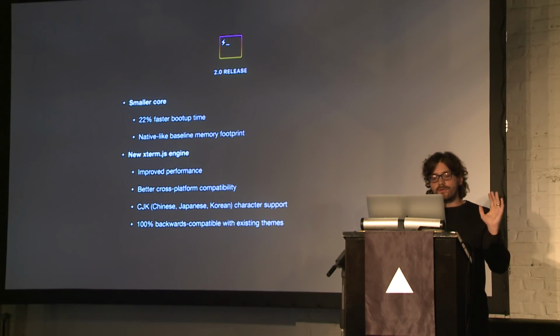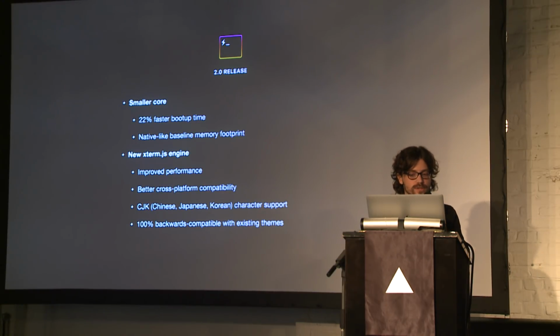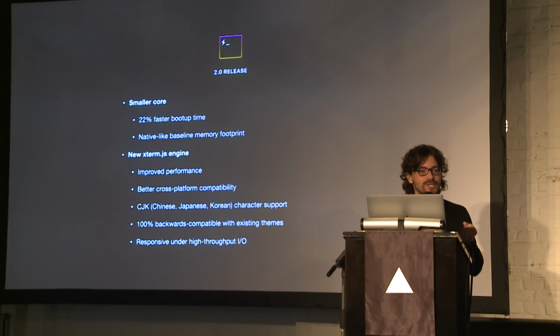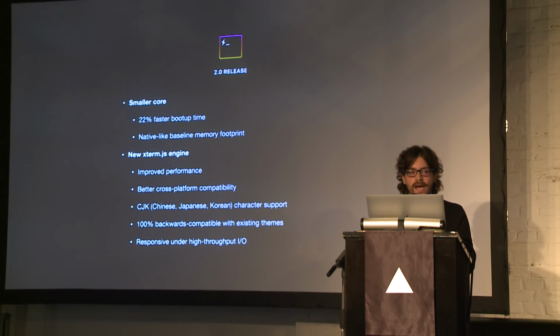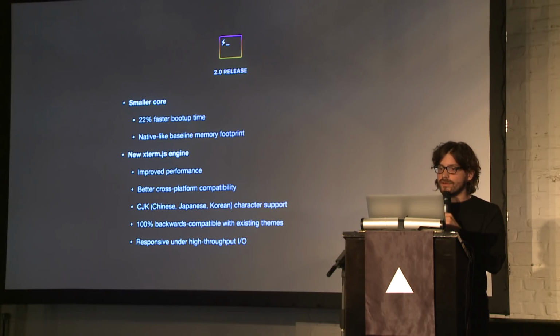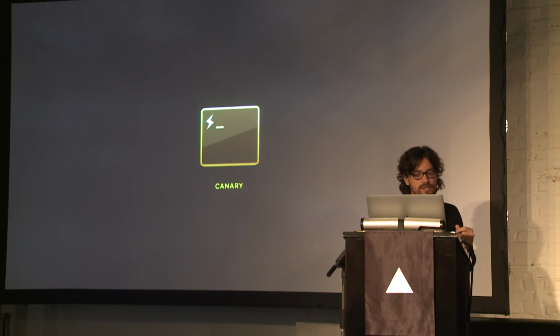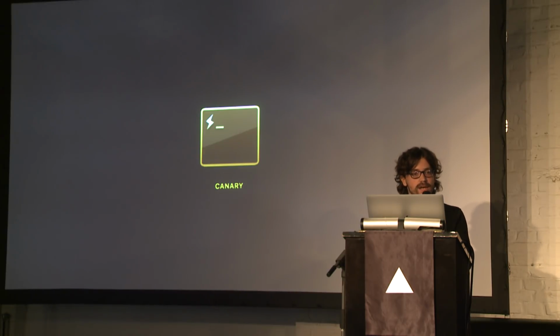So we've improved rendering of Chinese, Japanese, and Korean characters. It's 100% backwards compatible with existing themes, and something that's been a major nitpick for a lot of users is that under a lot of stress and a lot of I/O output, Hyper was not performing as well as it could, and we're very glad to announce that that's becoming way better. So today, you can access the 2.0 features by joining the Canary channel.